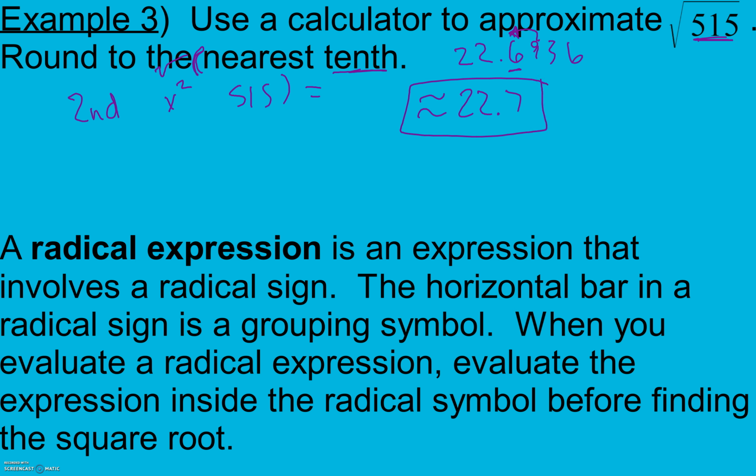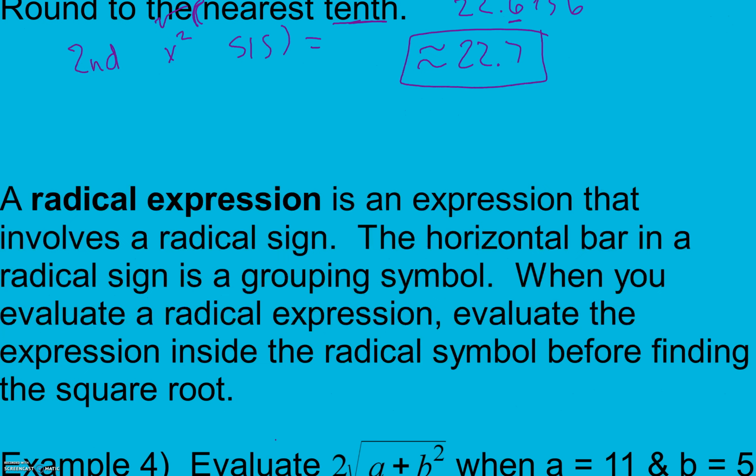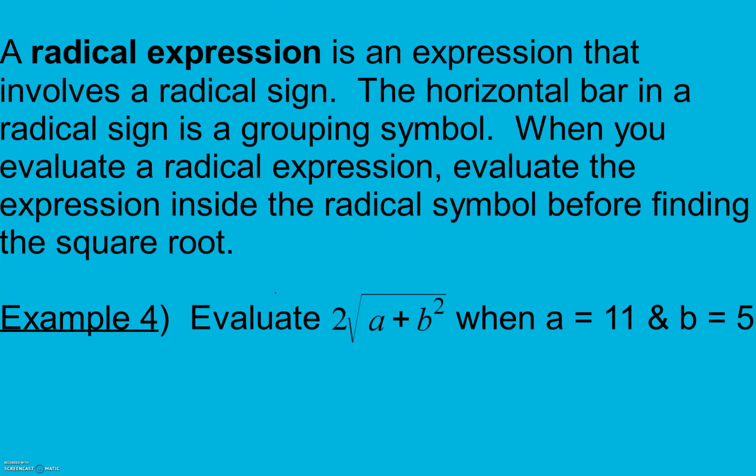A radical expression is an expression that involves a radical sign. So a square root, for example. The horizontal bar in a radical sign is a grouping symbol, just like if it was parentheses or a fraction bar. When you evaluate a radical expression, evaluate the expression inside the radical symbol before finding the square root. And that's because of PEMDAS. PEMDAS says we need to do parentheses or any grouping symbols first. So again, the bar here on my square root is kind of like a parentheses. We have to do whatever's inside there first.